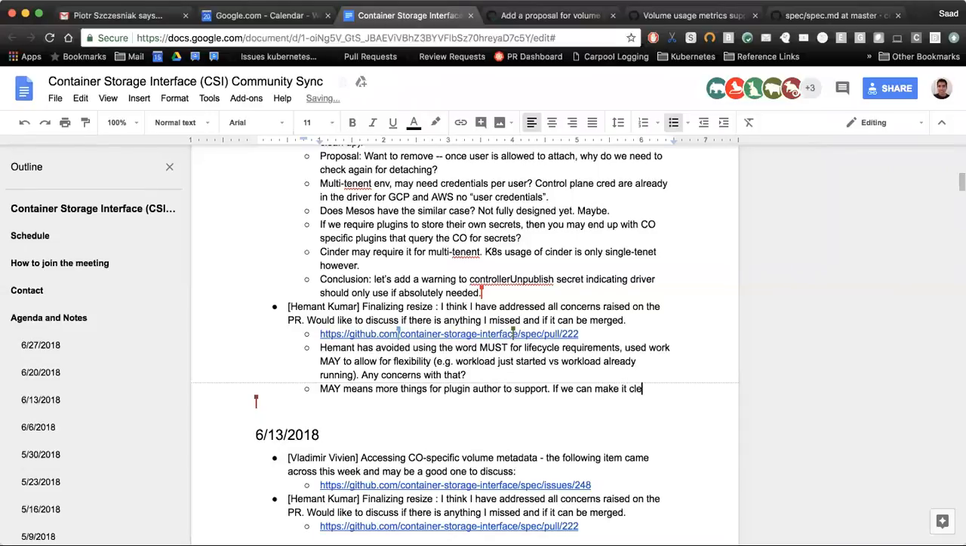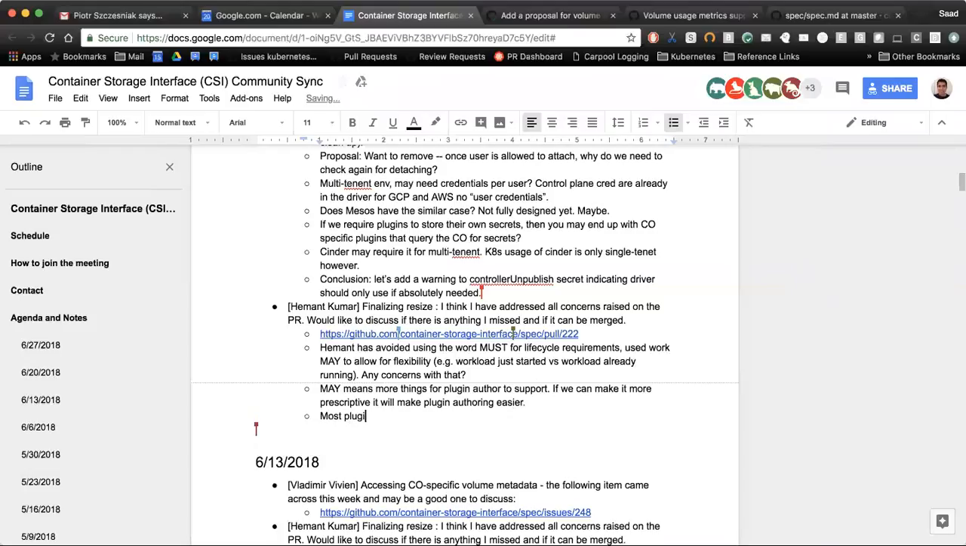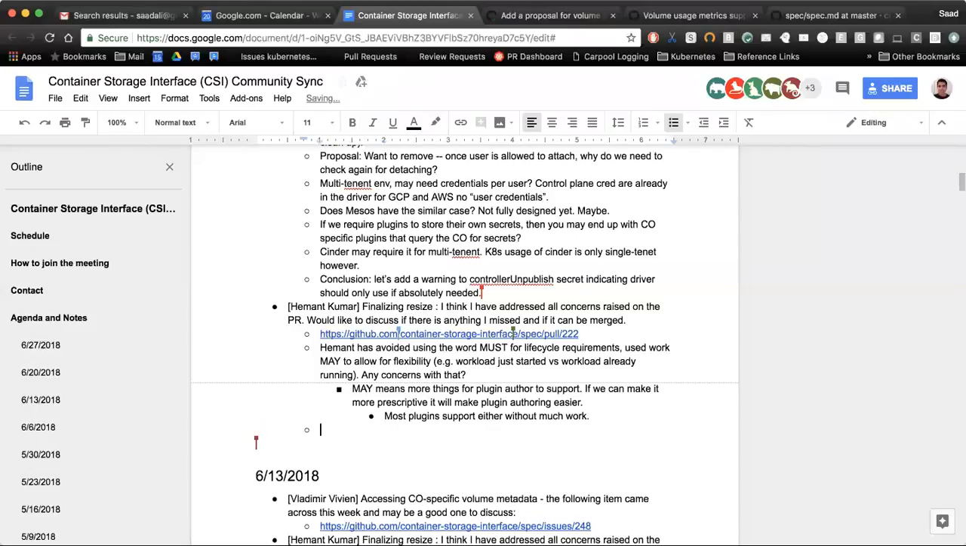I understand what you're saying, but the problem is that most plugins will support online resizing, for example. So when it gets called, it's either in between node stage and node publish or after both of them. And the plugins will support both cases. If they don't, then they'll have to throw an error, one of the errors being the failed precondition error.